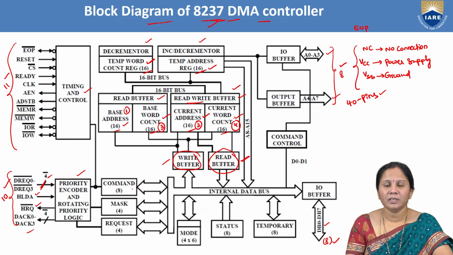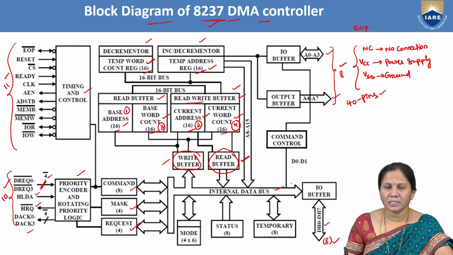Along with this, we also have the command register which is 8-bit in size, and the mask register which is 4-bit in size. This register is used to mask the bits or ignore the devices' requests. And this is the request register which is 4-bit in size.